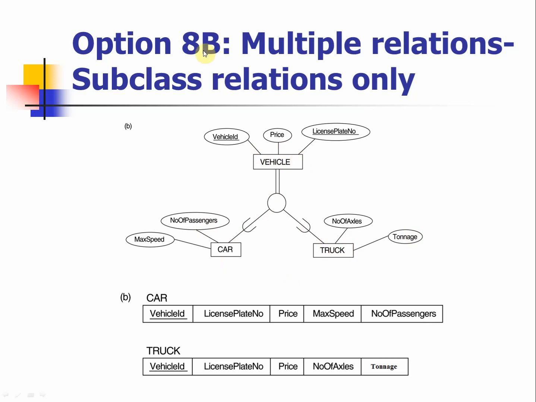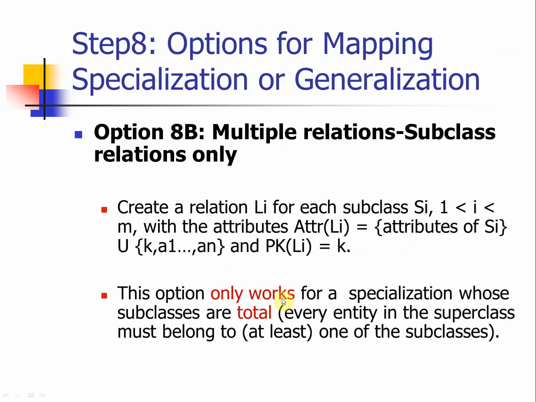And therefore, for option 8B, there's only one thing: it cannot work when the relationships are not total, which means partial. So this is something very special you need to understand for step 8B here.